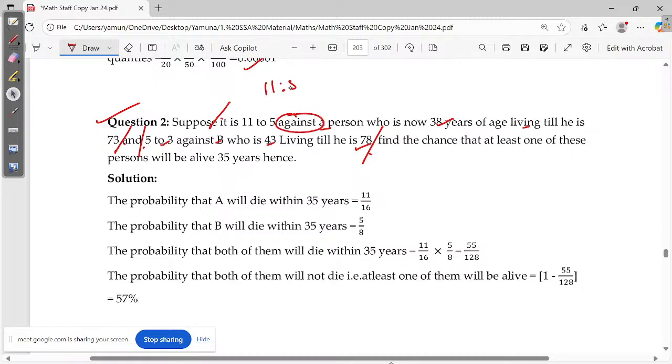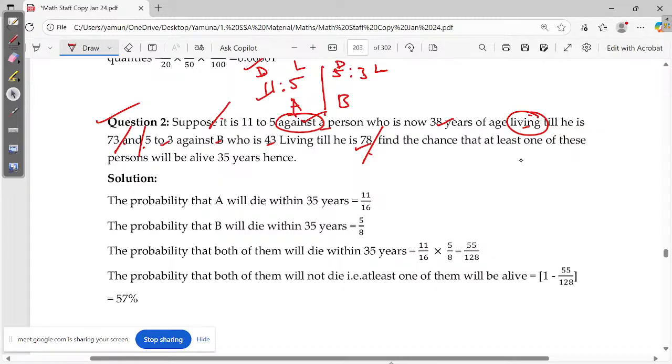So 11 is to 5 is for person A, and for person B it is 5 is to 3. They are giving against, which is the reverse: not happening, then happening. The person given here is against a person who is now 38 living. So you have to reverse it. So this is living, this is dying. So what is the probability that he may die in this?